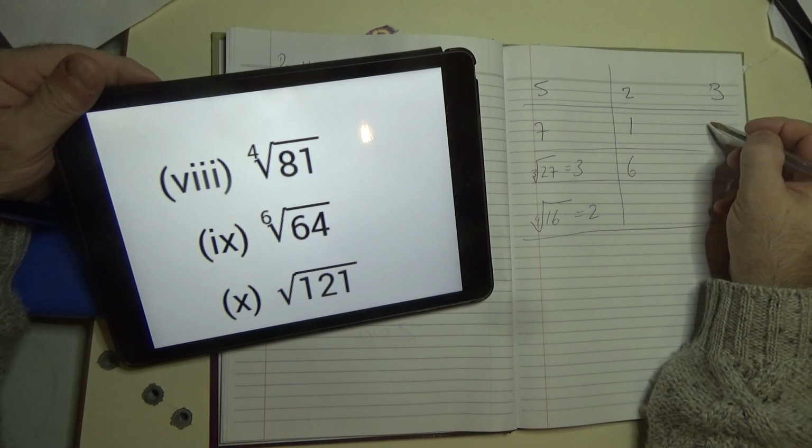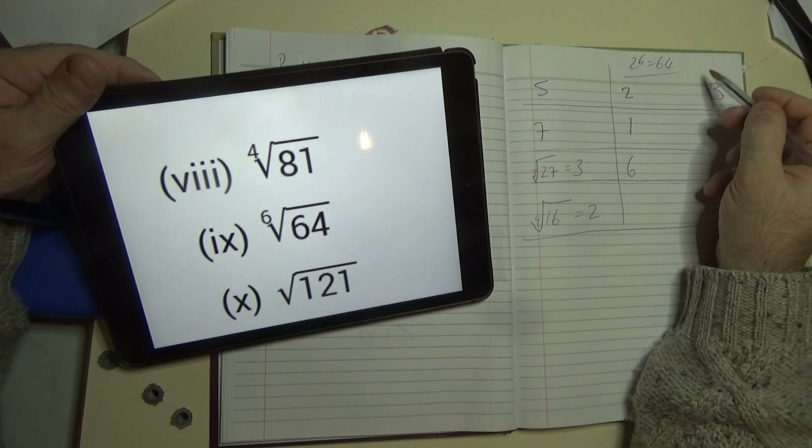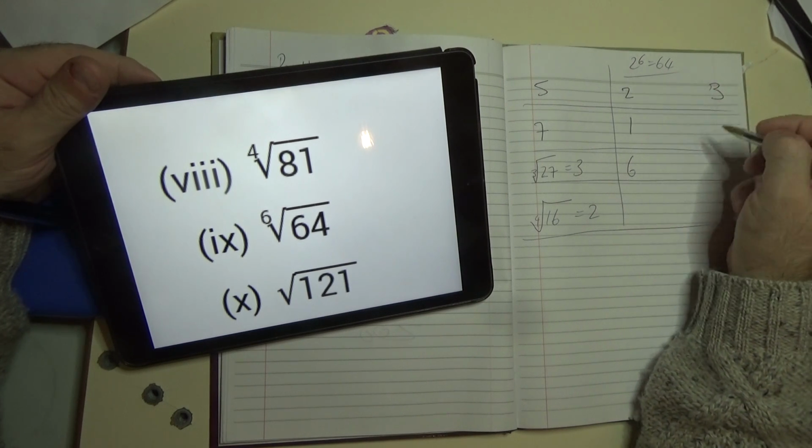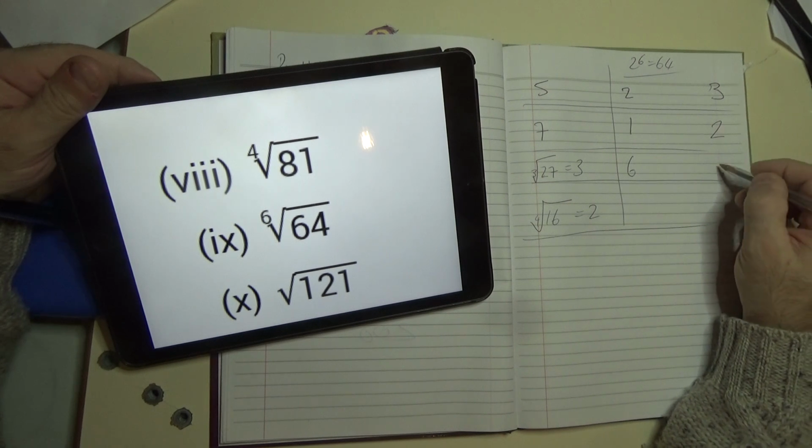The sixth root, you see 2 to the 6 is 64. Now this is where it comes in really handy knowing things like this. So the sixth root of 64 is 2, and the square root of 121 is 11.